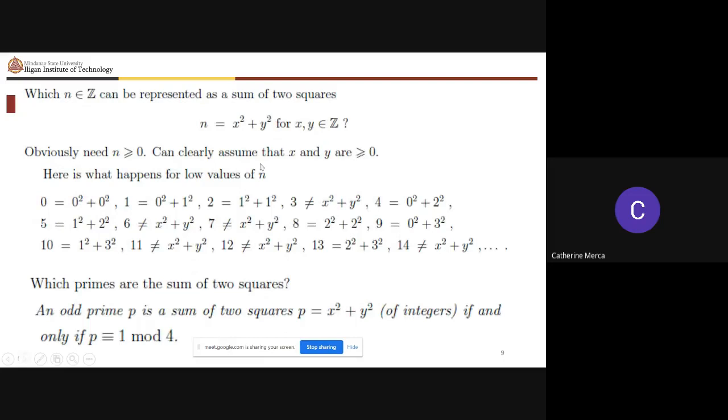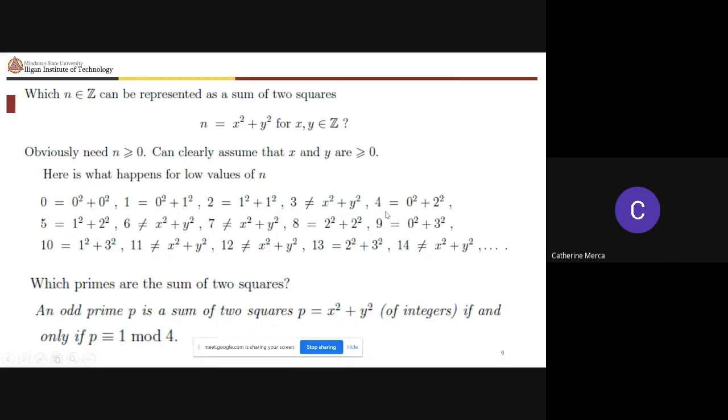Kanina, these are some low values of n that can be expressed as a sum of two squares. Take a look, binigay ninyo kanina 2. 2 is 1 squared plus 1 squared. 0 can still be expressed as a sum of two squares, 0 squared plus 0 squared. 1 is 0 squared plus 1 squared. But 3 is not congruent to 1 modulo 4, so it's not expressible as a sum of two squares.